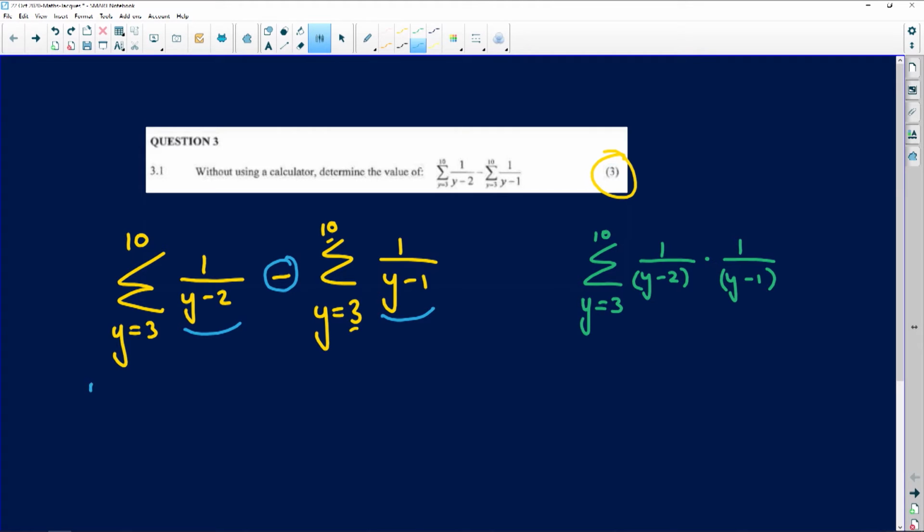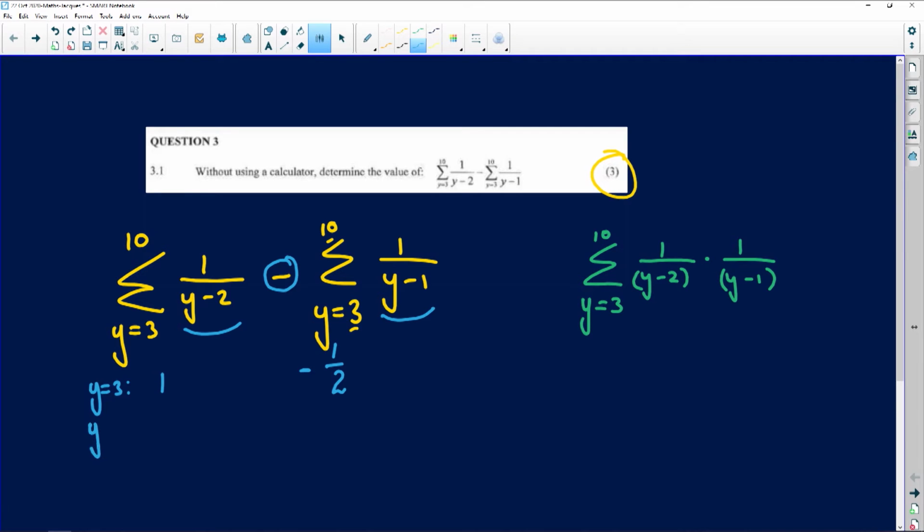So let's say y is equal to 3. If y is equal to 3 in this first section, we get 3 minus 2, which is 1, so the result there is 1. If y equals 3 here, our result is 2. 3 minus 1 is 2, so we have 1 over 2, and there's a minus in front. In front of this, there's a plus. So let's see again. 1 over 3 minus 2 is 1 over 1, or just 1. And here 1 over 3 minus 1 is 1 over 2.